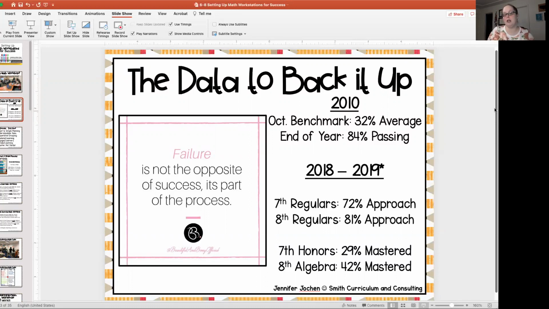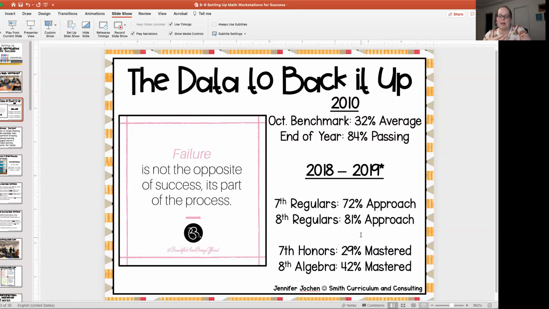And then when you go to her honors classes, in 7th grade honors, they were at 29% mastered. Next year, after a year of Math Workshop, in 8th grade algebra, they were at 42% mastered. Now, those are low numbers. Yes, we know this, but we also know the state of Texas has some skewed passing rates. And that is the teacher only doing Math Workshop once a week, which I will talk to you about later on.